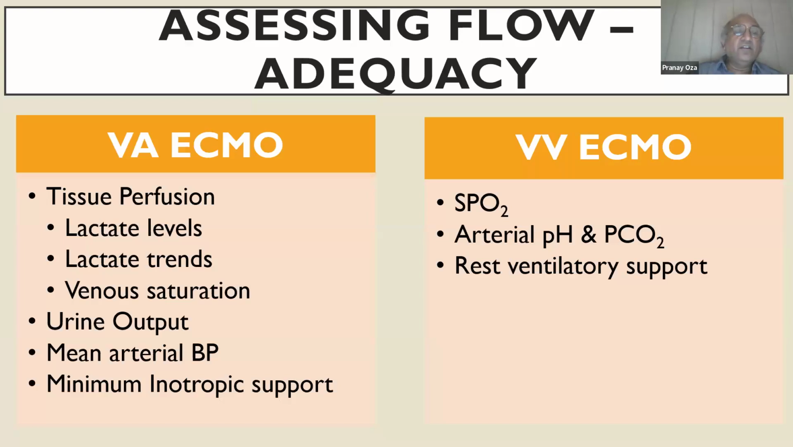I think I already discussed how we assess the adequacy of VA ECMO and VV ECMO. Go by tissue perfusion, urine output, mean arterial pressure, and inotropic support should be minimum. That shows the adequacy of the support. In VV ECMO, you look at the saturation, the pH, the PCO2 level, along with the rest of the ventilator settings, then it means it is an adequate support.